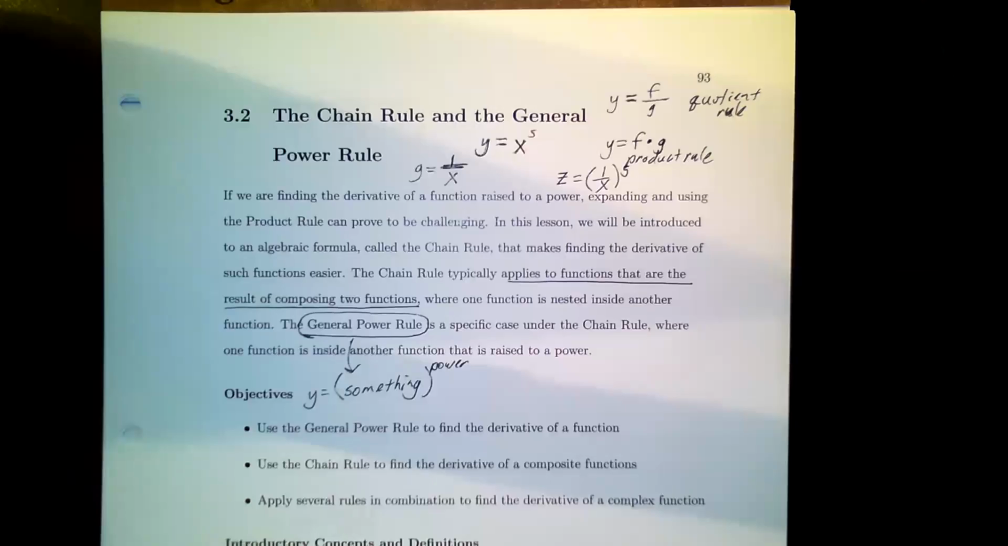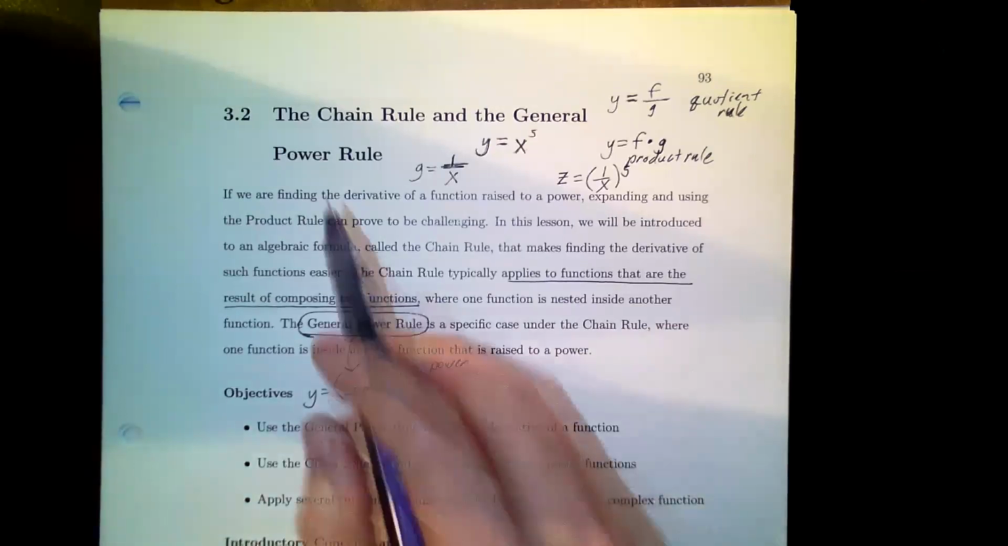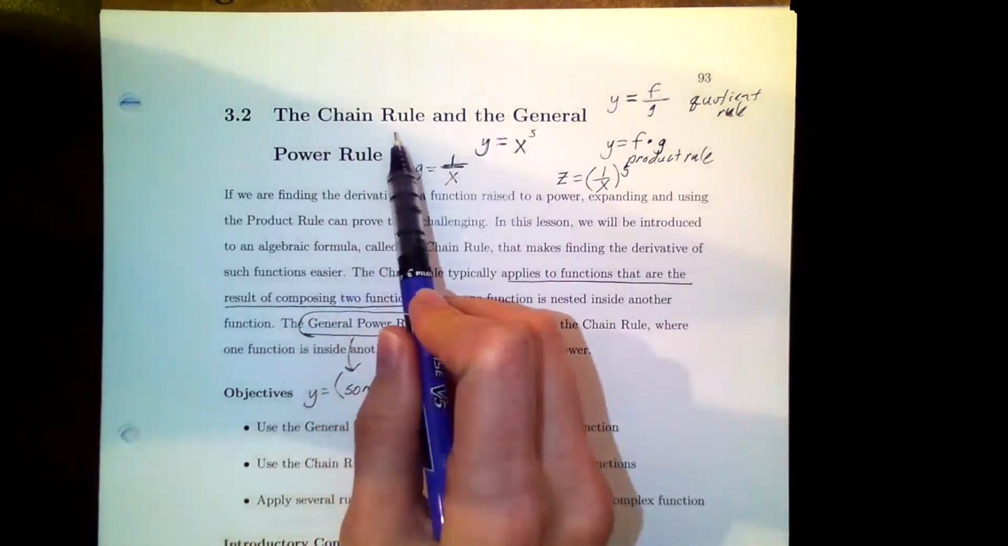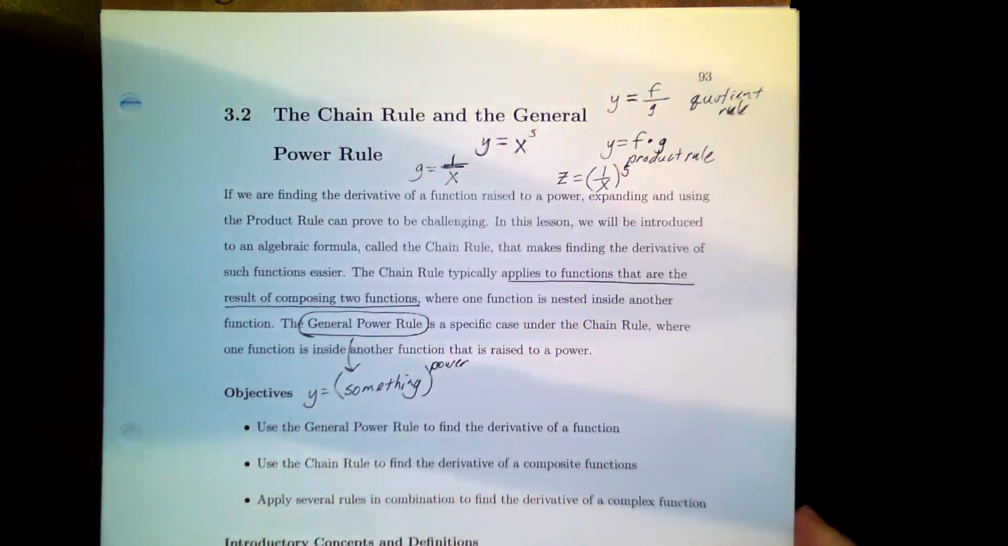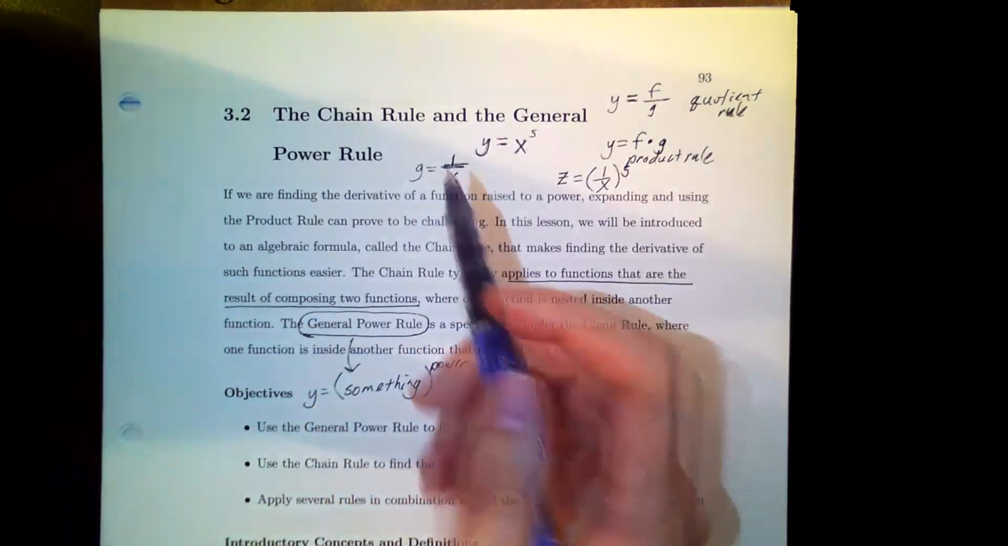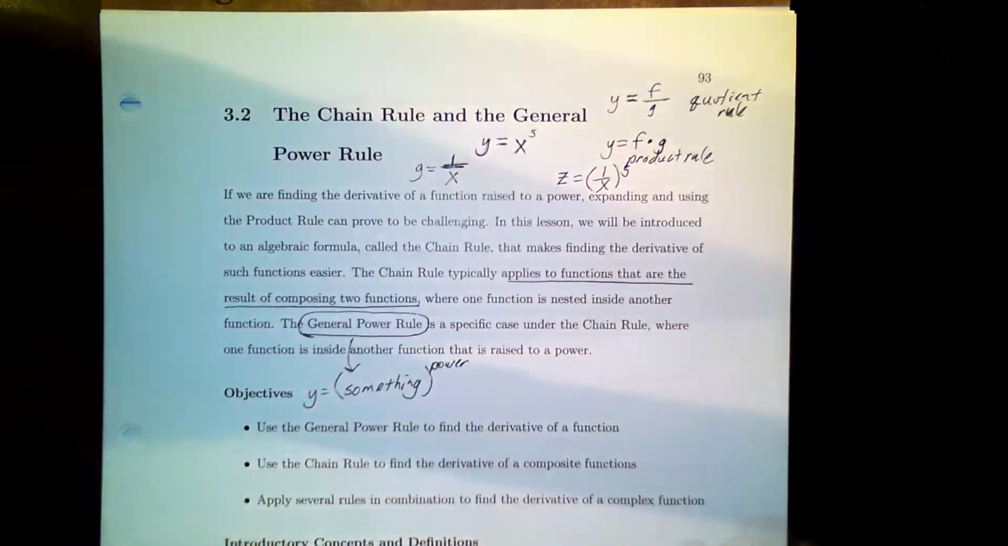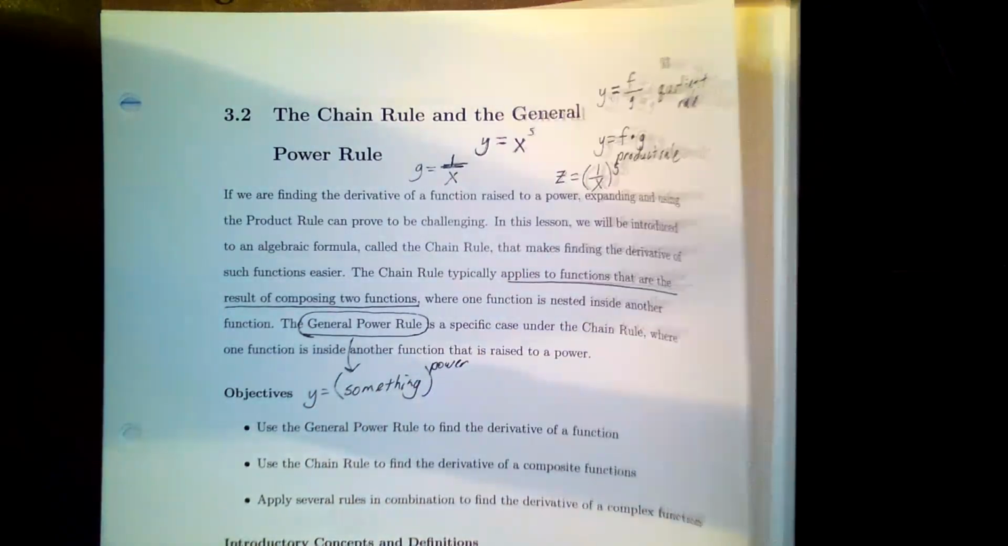Hello, everybody. Welcome back. Today, we're going to do the last half of section 3.2, where we're learning about the derivative rule called the chain rule and a subset of that rule called the general power rule. Last time, we had done a few examples of how to use the general power rule to take the derivative of functions. So that is where we're going to pick up now.